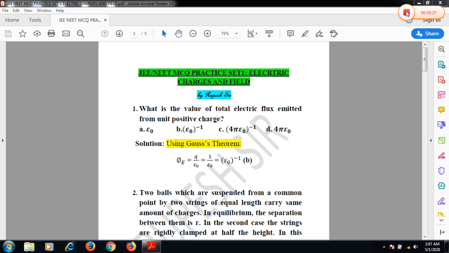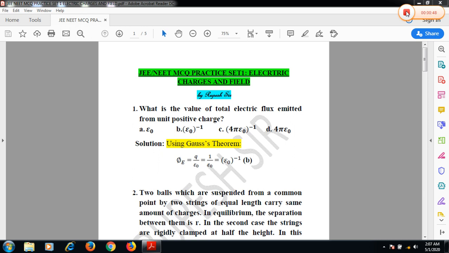First problem is, what is the value of total electric flux emitted from unit positive charge? Options given are A. Epsilon naught, B. Epsilon naught inverse, C. 4 pi epsilon naught inverse, D. 4 pi epsilon naught. So let us move forward to the solution.